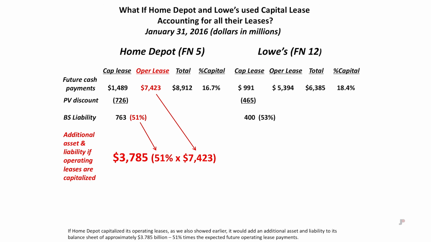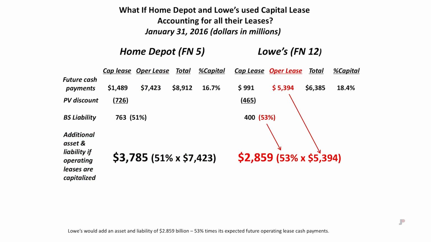If Home Depot capitalized its operating leases, as we also showed earlier, it would add an additional asset and liability to its balance sheet of approximately $3.785 billion, 51% times the expected future operating lease payments. Lowe's would add an asset and liability of $2.859 billion, 53% times its expected future operating lease cash payments.